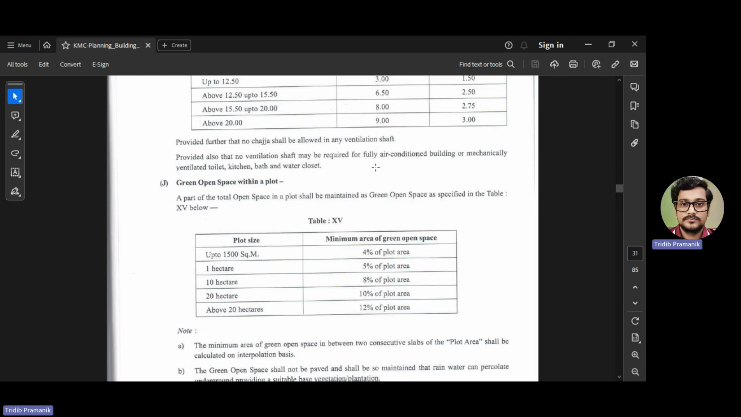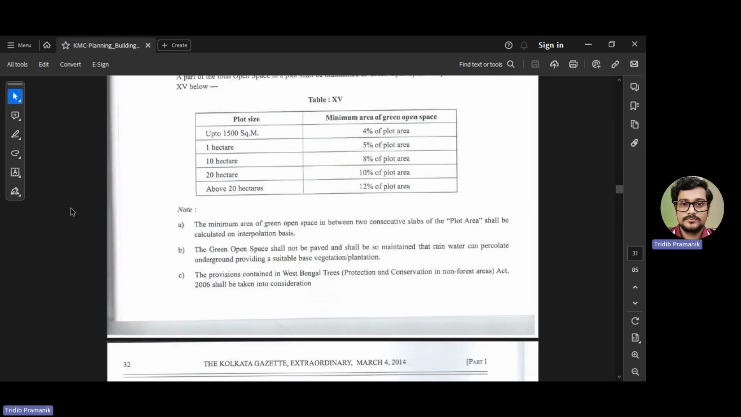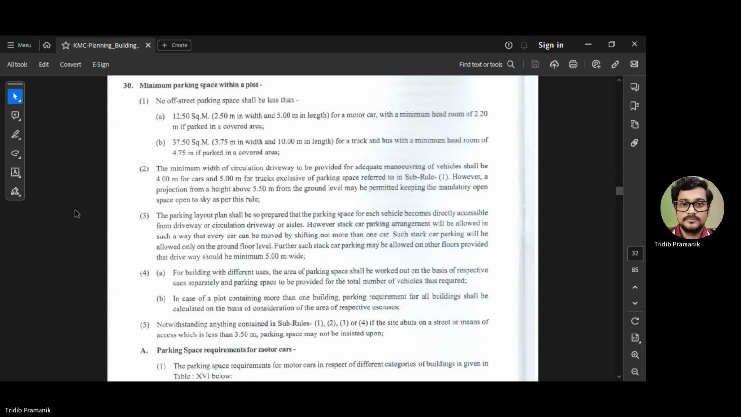Then green space. For environmental aspect, we have to keep some space for greenery or for gardening in each and every plot. So up to 15,000 square meter, we need to leave 4% as greenery. Up to 1 hectare, we need to keep open 5% for greenery purpose. 10 hectare it will be 8%, 20 hectare will be 10%, and above 20 hectares at least 12%. So depending on your plot size, we have to maintain green spaces.